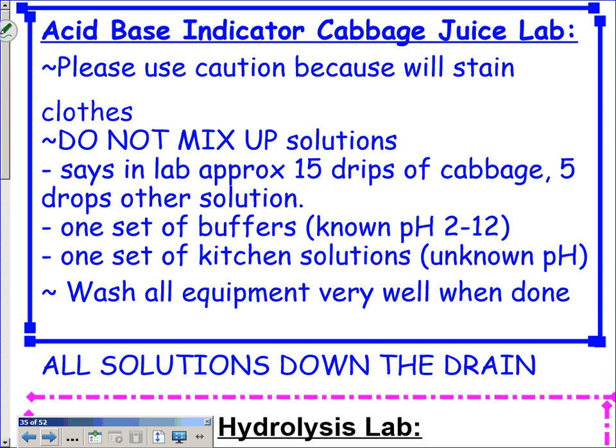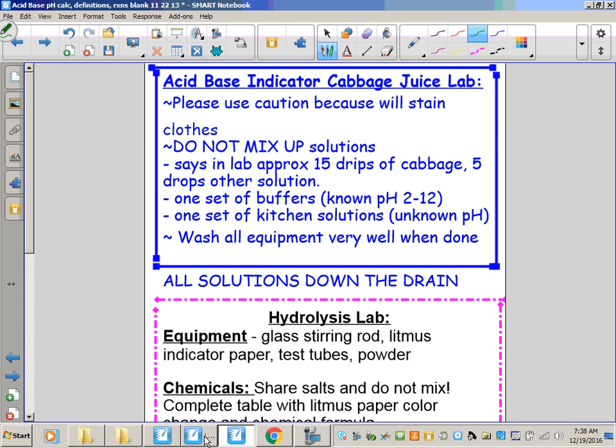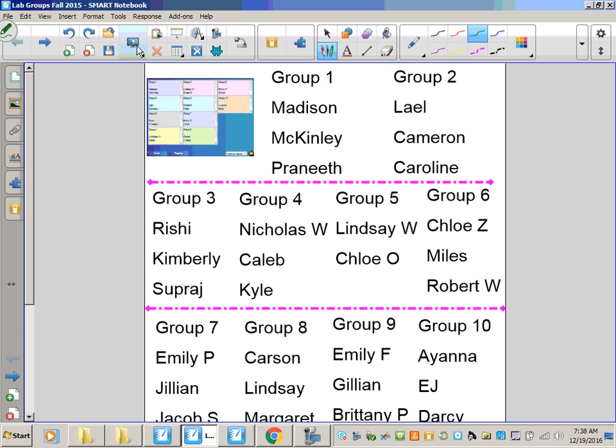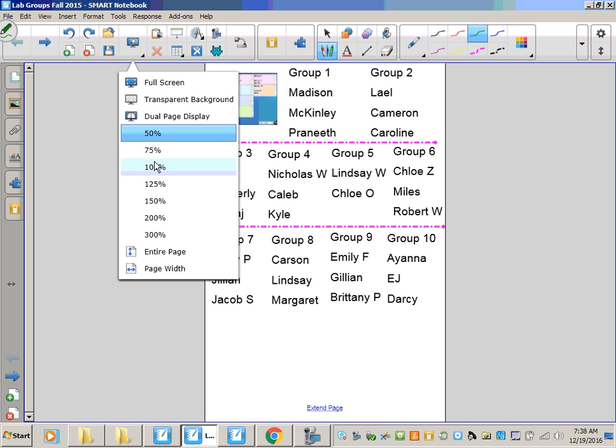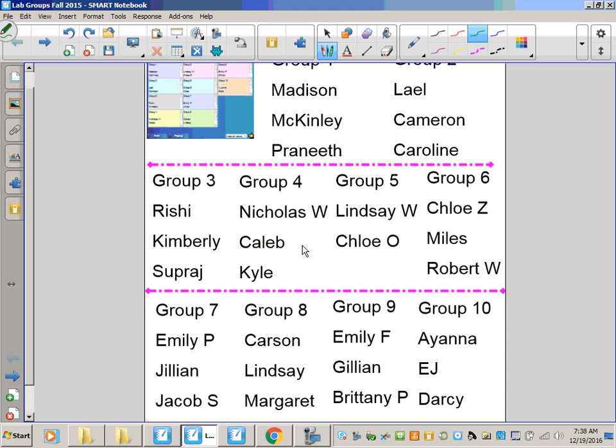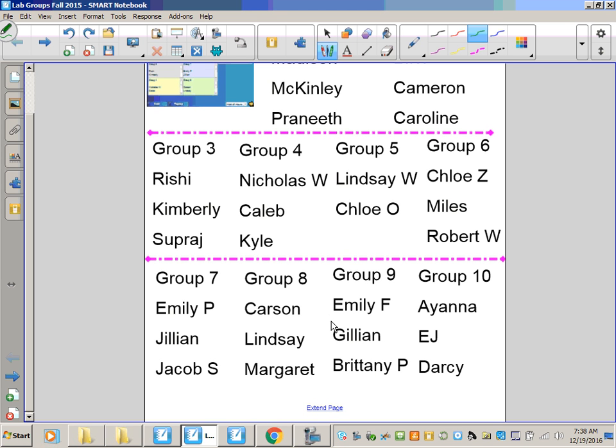So let me tell you your new lab groups. You guys have gotten so comfy with each other. I want to make sure that you are still making new friends. Is that too little? Can you see that? Maybe make that just a little bit bigger. Okay, lab station 1: Maddie, McKinley, Brittany. Lab station 2: Lael, Cameron, Caroline, and so forth. Give me a thumbs up if you know where you are. I'll put you in Lindsay's group because Chloe's not here either. Lindsay, Robbie, Caroline, you're lab station 2.